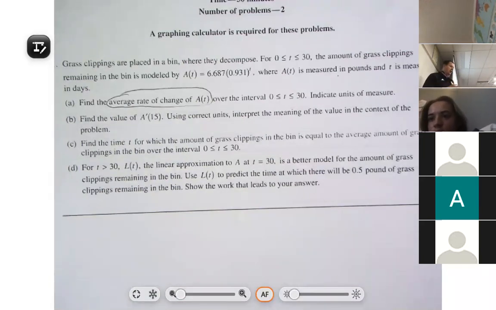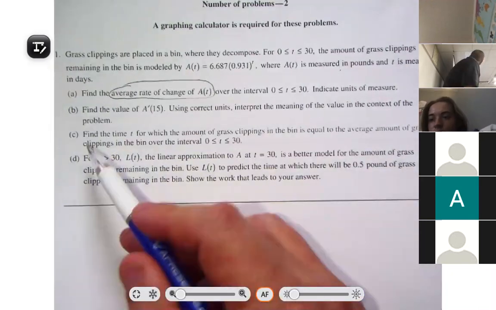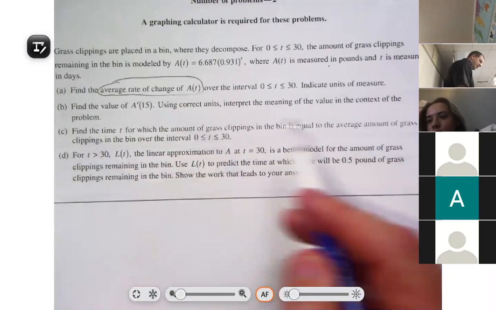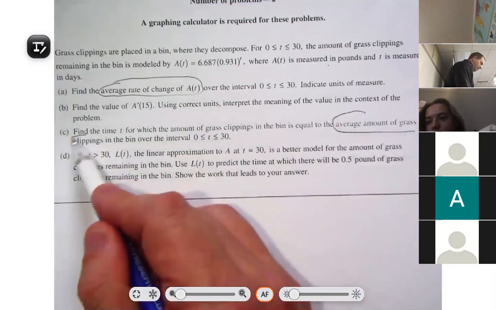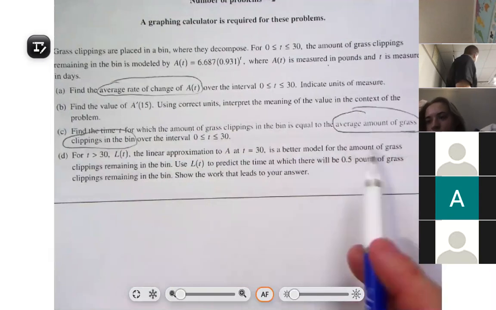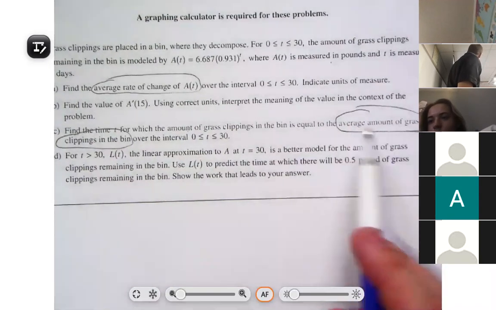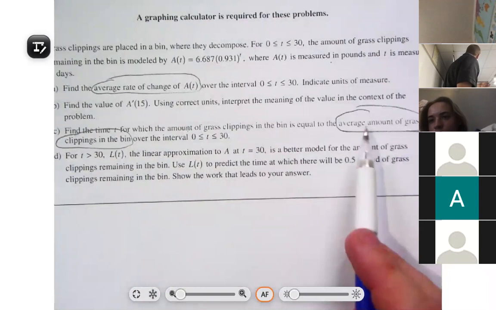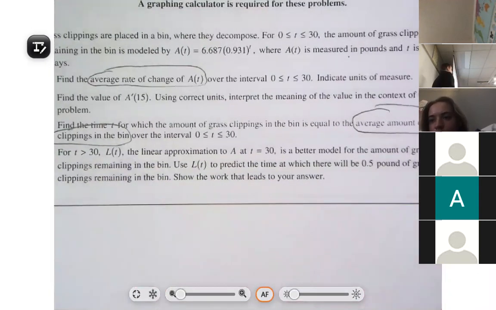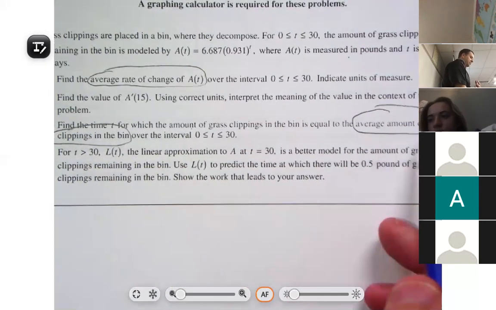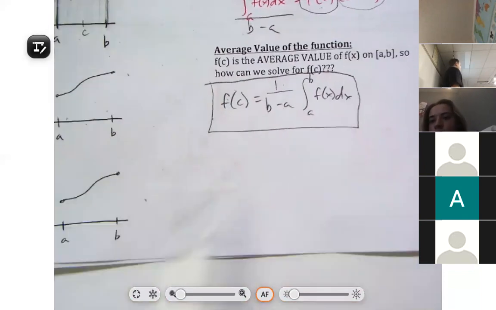So average rate of change is slope. That doesn't change. But I want you to look at part C. Part C mentions the average amount of grass clippings in the bin. This is a tip-off to me. That's an average value question. So when you see the word average, if it says average rate of change, that's slope. And if it says average amount of something, that's this formula that I just taught you right here.